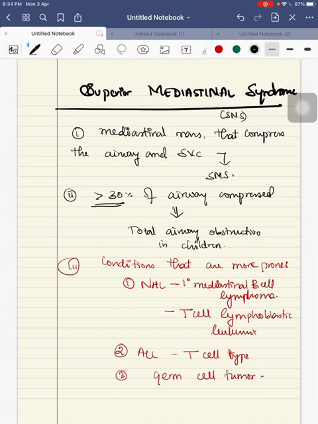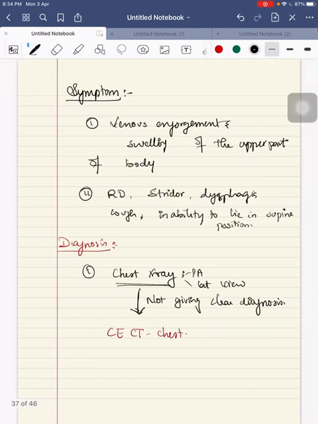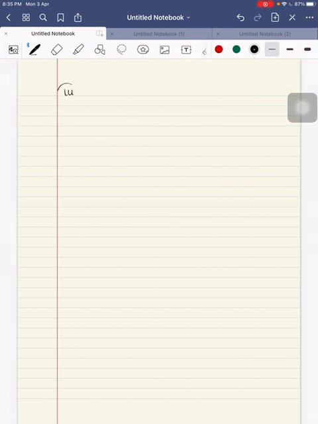So in a patient with leukemia or lymphoma such as primary mediastinal B cell lymphoma or T cell ALL, or a germ cell tumor presenting with symptoms similar to superior mediastinal syndrome, you should avoid invasive procedures. You should always start with non-invasive tests prior to invasive tests. Why? Because these cases are poor candidates for sedation and anesthesia.